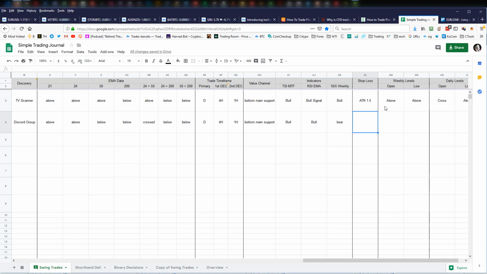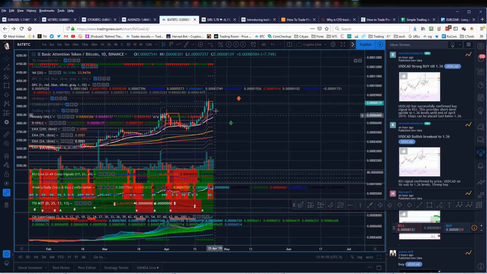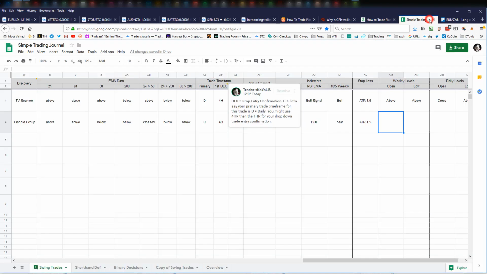The next thing is, how did I define my stop loss? So let's say for this trade, I used ATR 1.5, meaning that I took the ATR on the daily time frame and I multiplied it by 1.5, and that's where my stop loss was. Now, here's the next thing. I use weekly and daily levels. So another thing that's good to track in something like this is where are you at on the weekly level? Well, on that trade, if we looked at this BAT trade here, we entered that, we were below the weekly level. So what I would put here is below. It was below the weekly open.